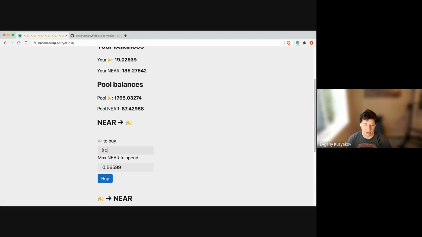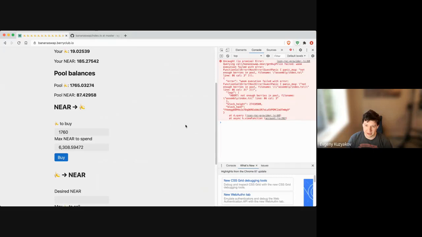I started playing with this yesterday to see if I could somehow abuse this implementation. One idea was, can I bring this number to overflow? So I started playing. I said, hey, I want to buy like 700 bananas. Okay, the amount of near is this. Can I buy so many bananas? And it says, okay, there are not enough berries in the pool. Like, what? It's saying you have enough berries. What's going on?